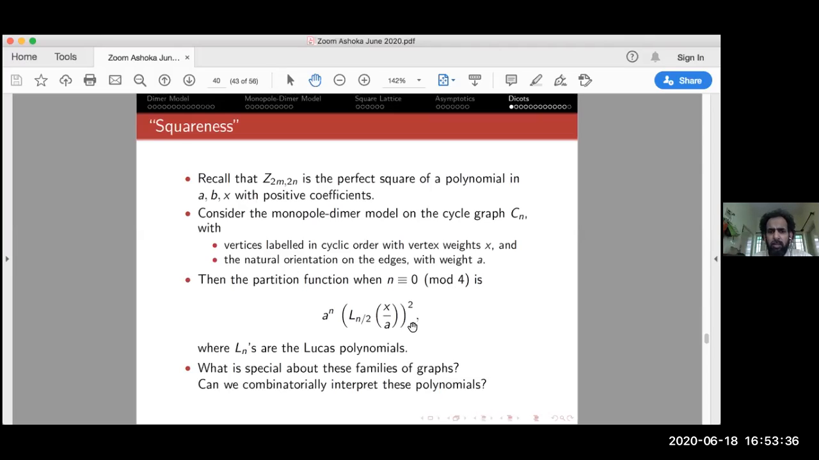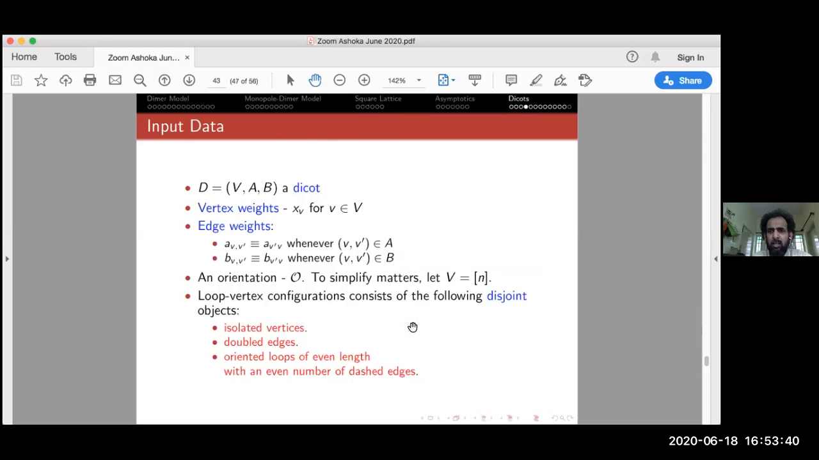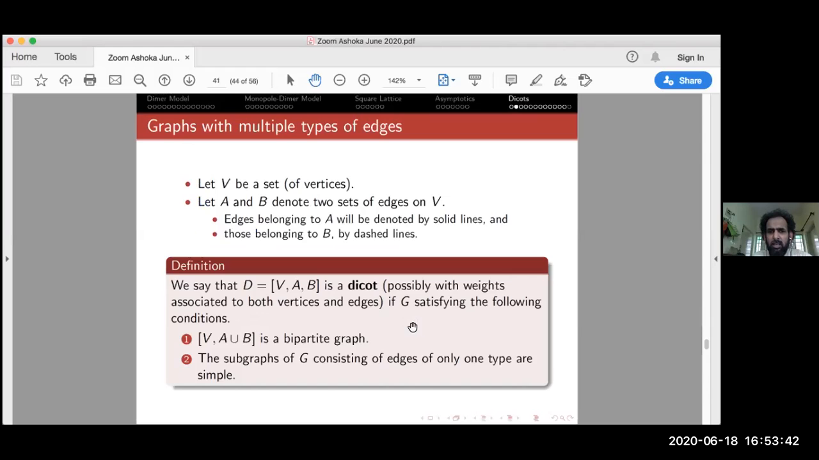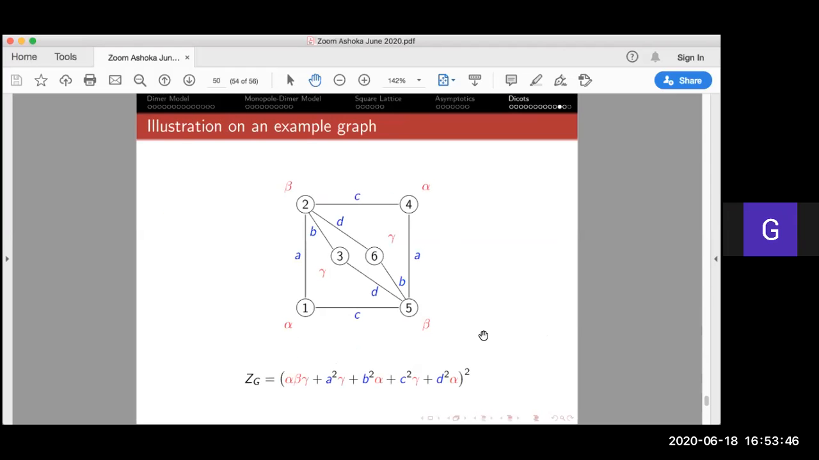And maybe without going through too much detail, let me just explain with an example. If I take the monopole Dimer model on a graph like this, where there is a symmetry, an involution without fixed points that preserves the graph.